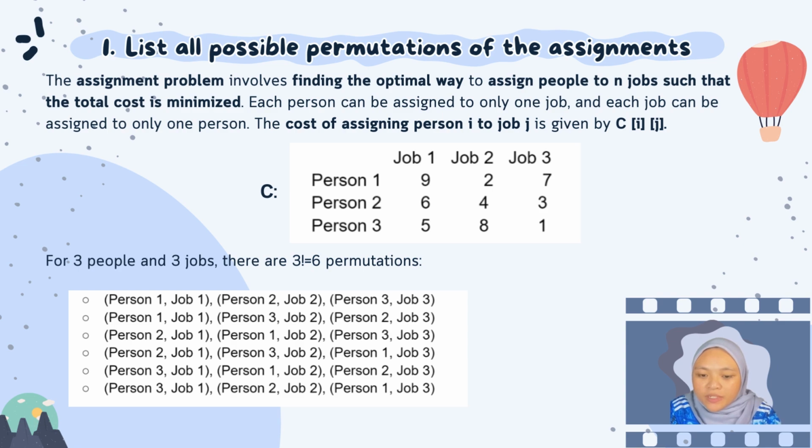For 3 people and 3 jobs, there are 3 factorial, which is 6 permutations. We get person 1 job 1, person 2 job 2, person 3 job 3; person 1 job 1, person 3 job 2, person 2 job 3; and we list until we get person 1 job 3.